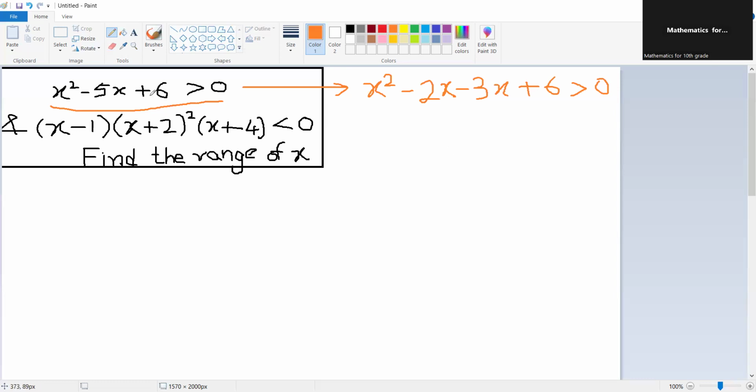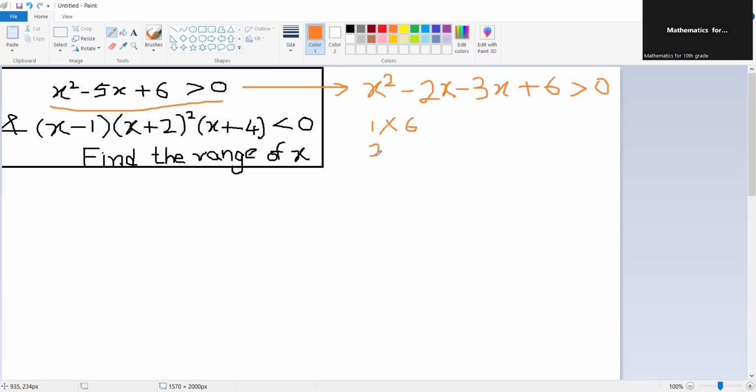That's because the product is 6. So what are the factors of 6? It's 1, 2, 3, and 6. 1 into 2, 1 into 6. Because the product is positive, both of them have to be negative so that the sum is negative, because negative into negative will be positive. So minus 1 minus 6 is minus 7, which is not feasible.